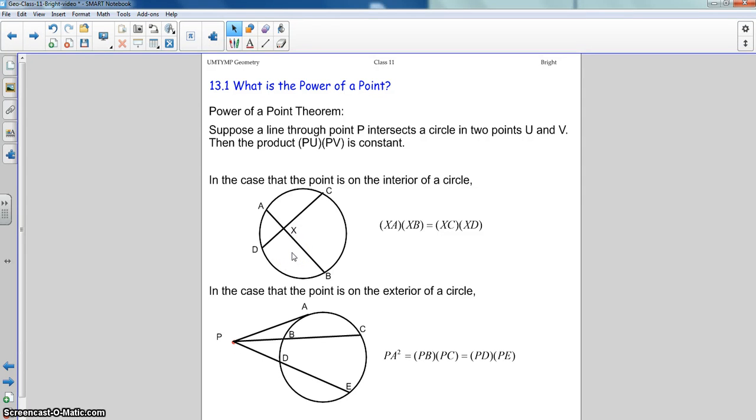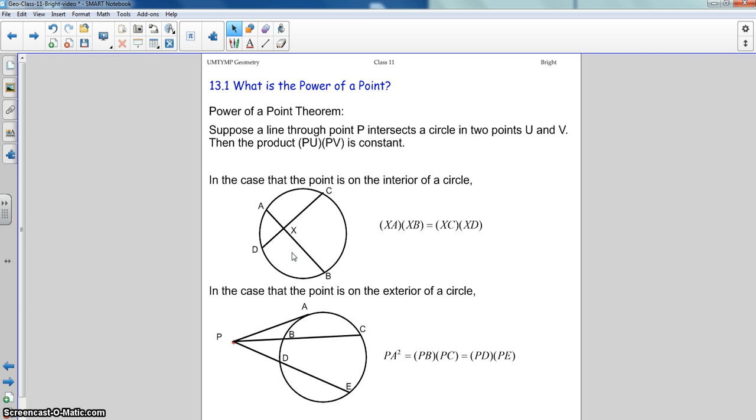Okay, and in chapter 13, the first section is titled "What is the Power of a Point?" This is really getting at what is known as the Power of a Point Theorem. So this video will talk about more of the theory and go through the proofs of this information, and then the next video will actually work through some more problems, as well as the video to follow that.